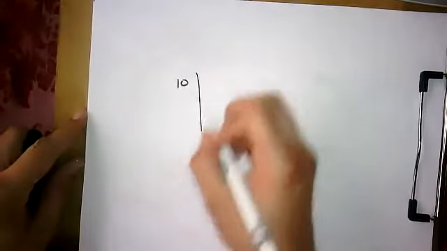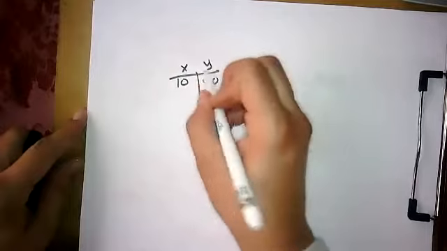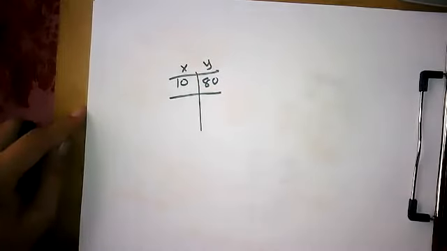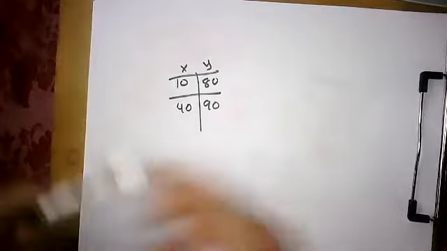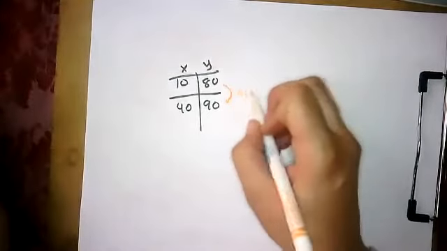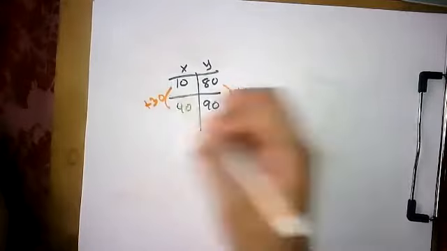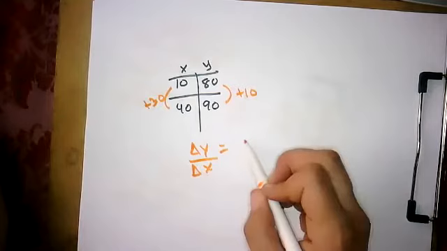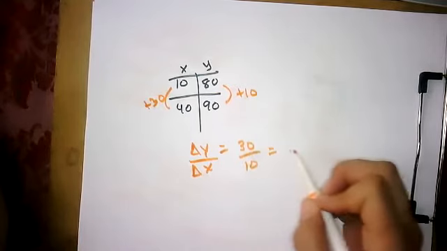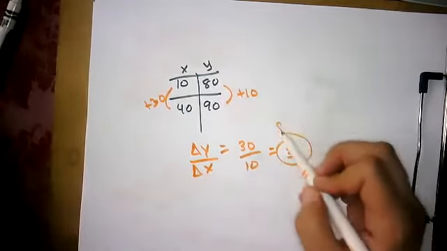Same idea for this next one. I would be looking for 2 points. The first one I can see pretty clearly is 10, 80, and then 40, 90. I don't really need to go any further than that. 80 to 90 is plus 10, and 10 to 40 is plus 30. The change in y over the change in x is 30 over 10, which really is 3. So my slope for this is 3.